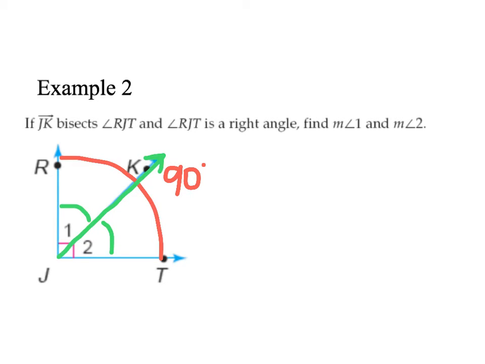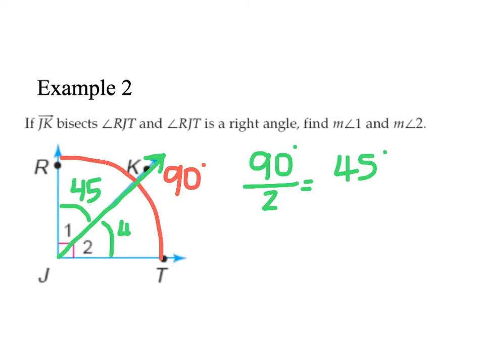So again, if they together equal 90, we just cut that in half, then each half is 45. So angle 1 is 45 and angle 2 is 45. 45 plus 45 equals 90. They're equal, so it works out. An angle bisector means it cuts it in half into two equal pieces.